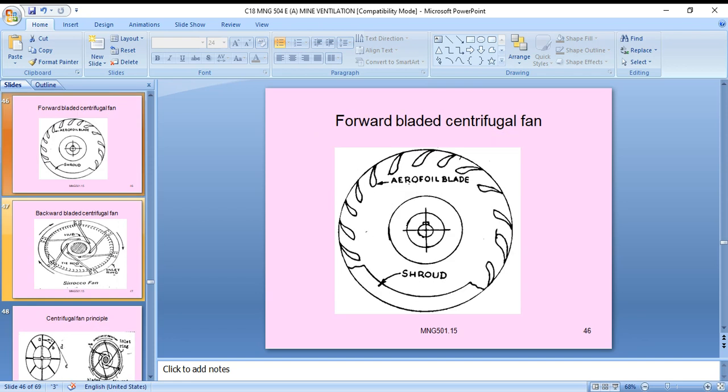And this is the forward bladed centrifugal fan. The blades are in forward movement. Earlier we saw the blades opposite the shaft, but these are slightly inclined towards the forward direction. So this is called airfoil blades, because the blade angle is a very influencing factor in getting more air.